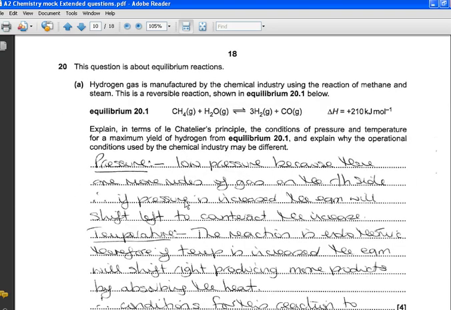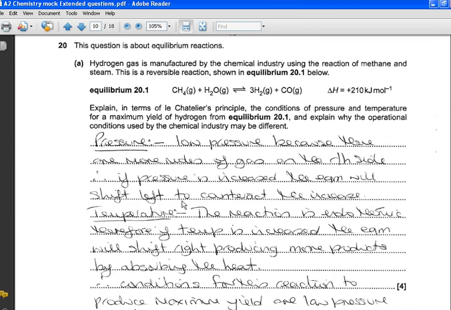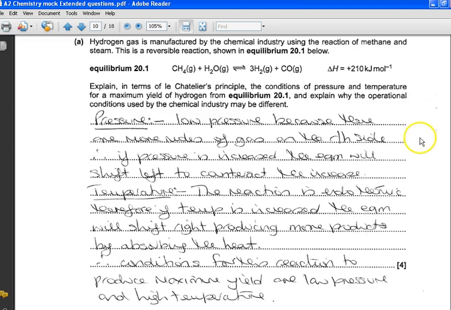Right, question 20, equilibria. Again, give a methodical answer. You're given an equation, you're given an enthalpy change value, and you're asked to explain, which means to make clear why, using Le Chatelier's principle, what the conditions of pressure and temperature would be for maximum yield of hydrogen. So you need to explain each one. Take each one in turn.